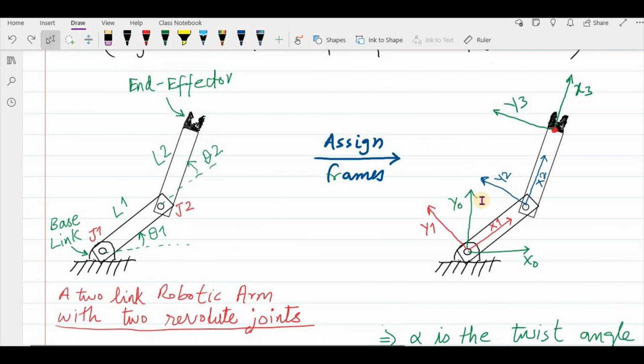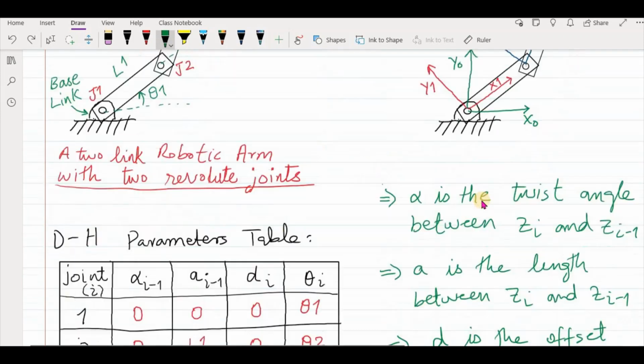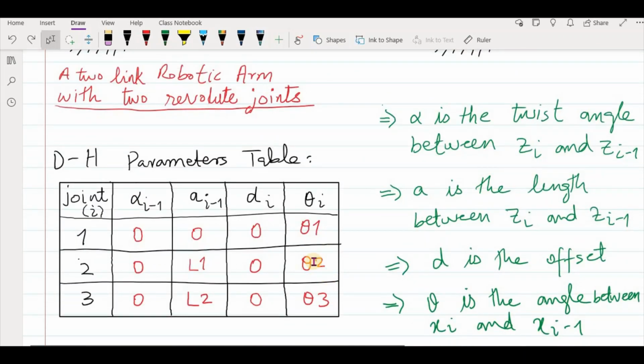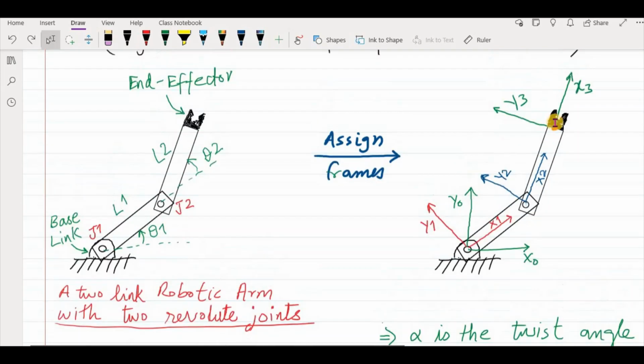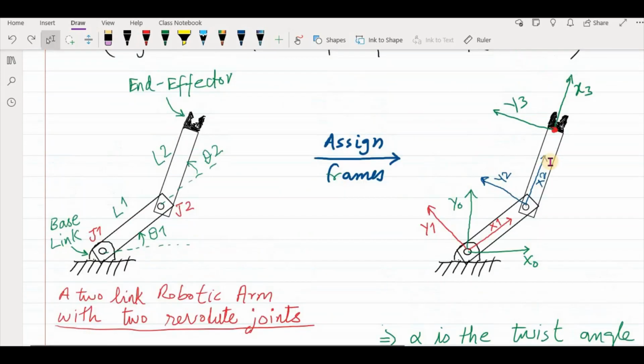And again, the angle between the x-axis of x2 and x1 will be this angle, which is theta 2. So we put here theta 2. Now we have reached frame 2, and now let's talk about frame number 3. For frame number 3, we calculate all its DH parameters with respect to the previous frame, which is frame 2.